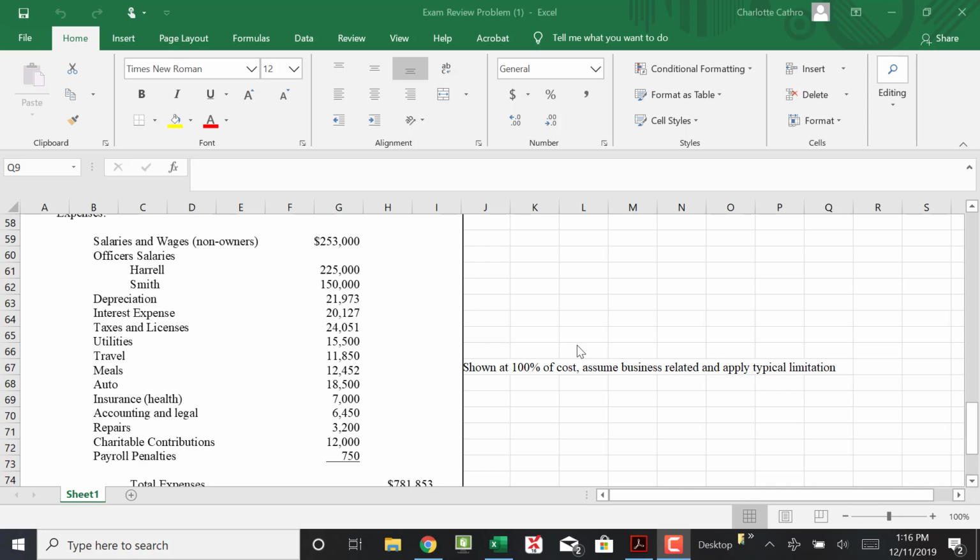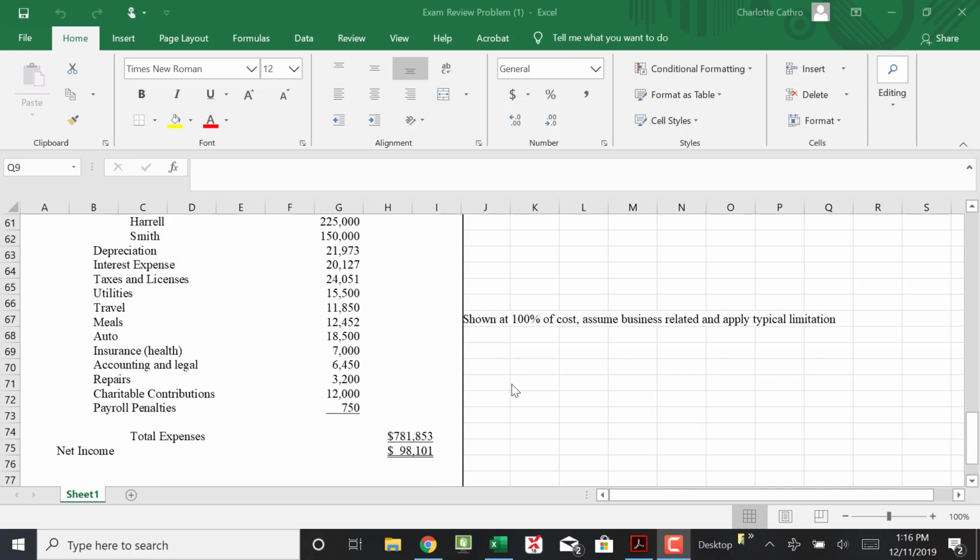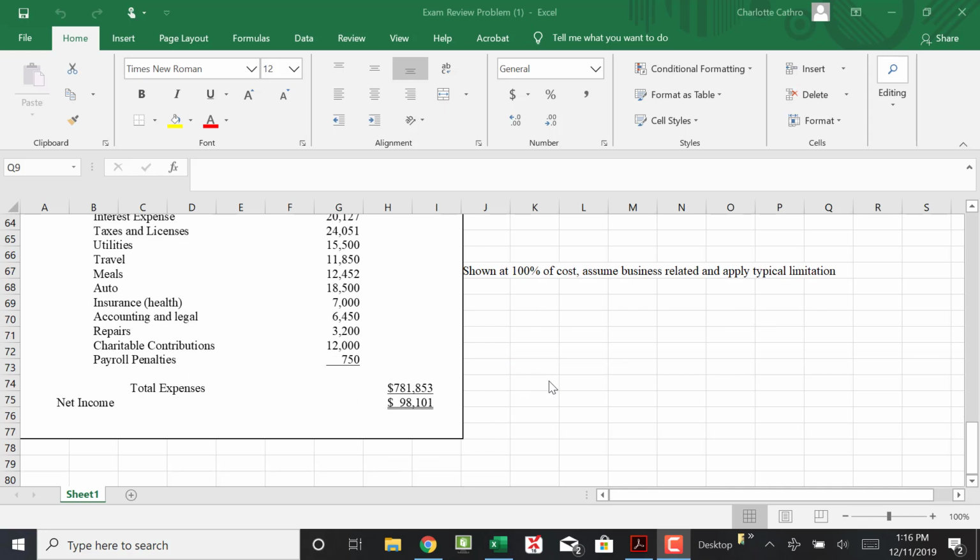There's some interest expense, taxes and licenses, utilities, travel, and meals, and it said it's shown at 100% of cost. These are assumed to be business related and usual limitation, so we know we're going to have to come back to that. We have some auto expenses, some health insurance, accounting and legal expenses, repairs, charitable contributions, and payroll penalties. So our total expenses are $781,853, and the net income is $98,101.